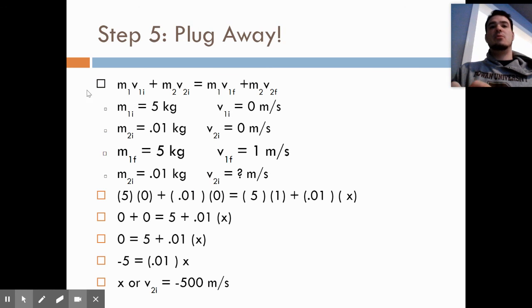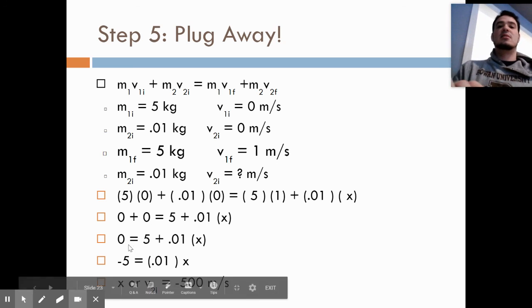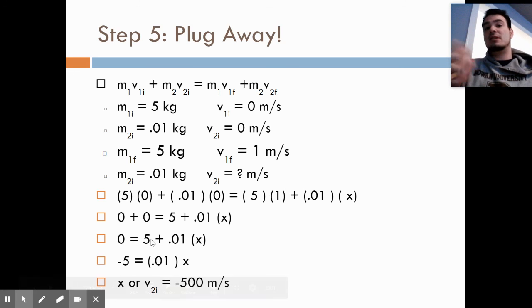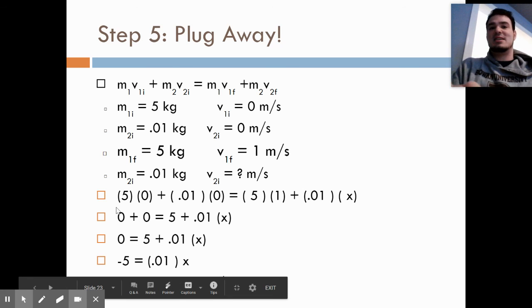So boom, boom, boom. Now we're just plugging in our numbers once you label everything. So we have 0 times 5 is 0 times 0.01, and then a 5 times 1, and then the 0.01 times the x. I have 0 plus 0, and then the 5 plus the 0.01x. And now you're just combining your terms, right? What is nice is you'll see, hey, 0, 0.